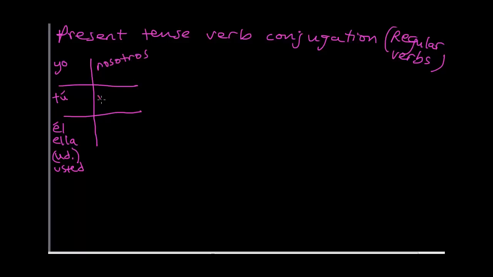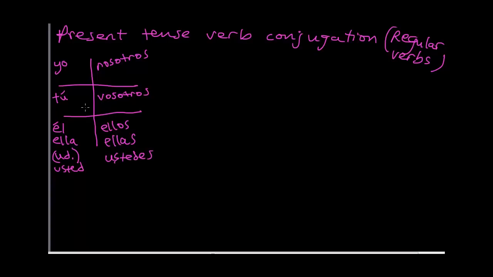Nosotros means we. Vosotros means you, the plural of tú, but is European. It's only used in Spain. Ellos is they, masculine. Ellas, they, feminine. Ellos would be just for two males or more, or mixed males and females. Ellas would only be for females. They, but only females in the group.